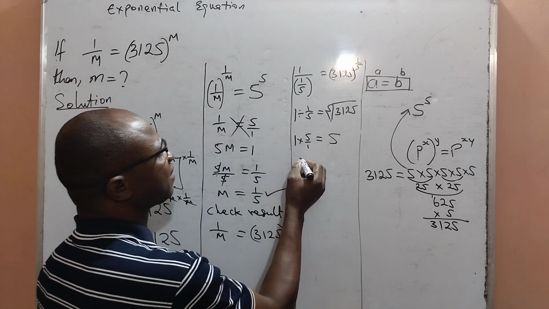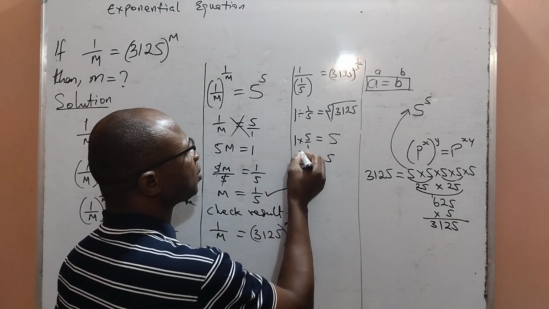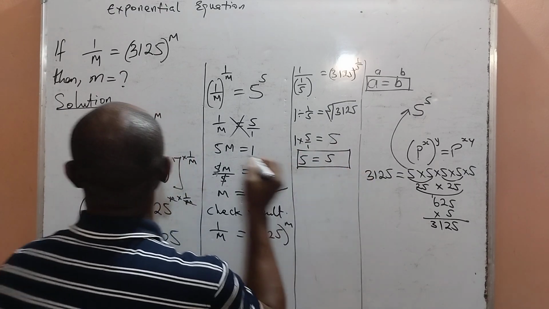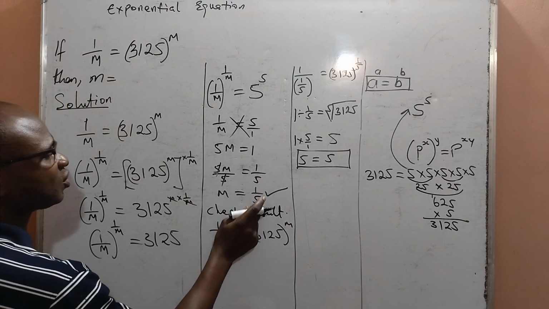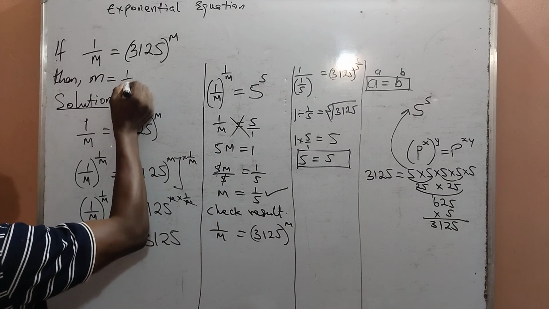And 1 times 5 is going to give me 5, equal to 5. Authenticating that the value of n, which we have gotten to be 1 over 5, is very correct.